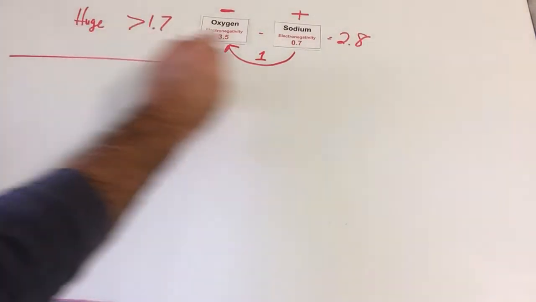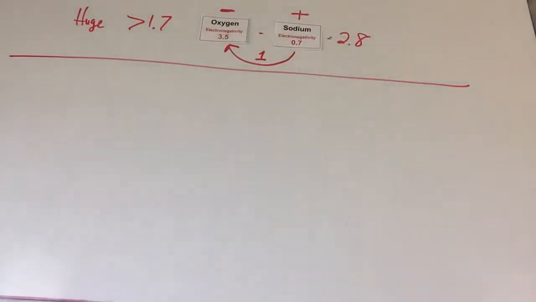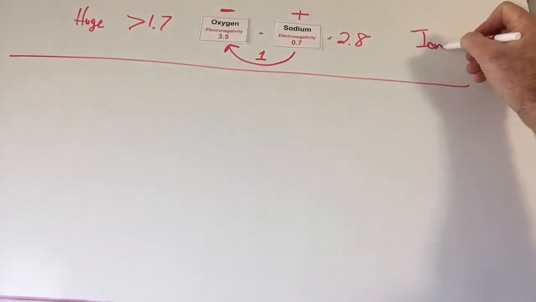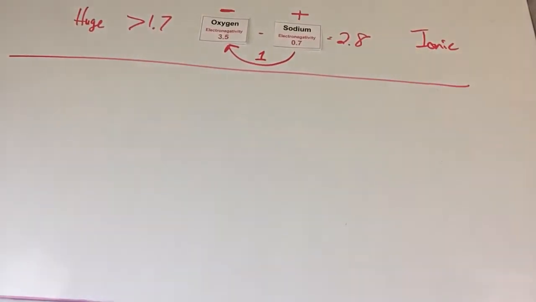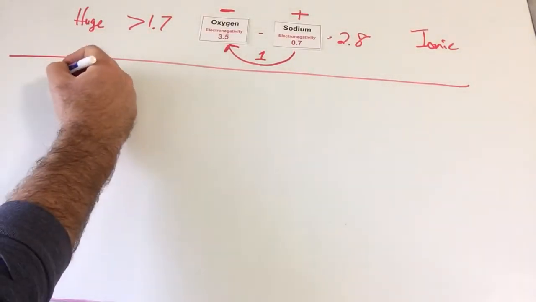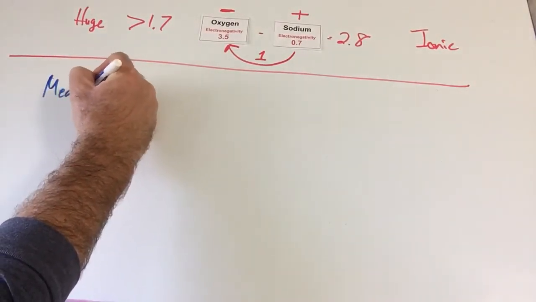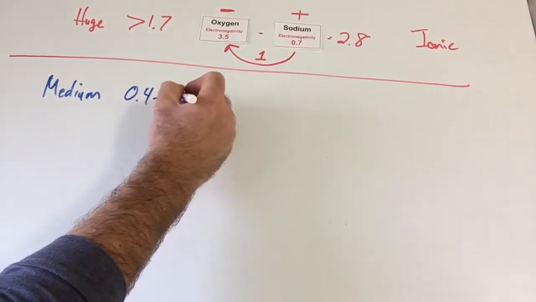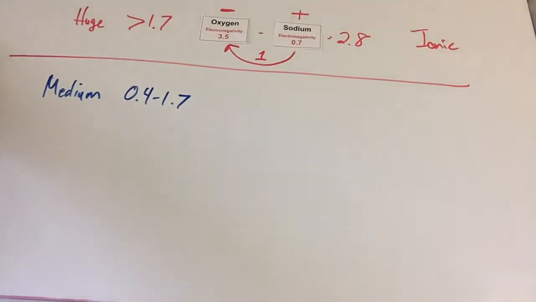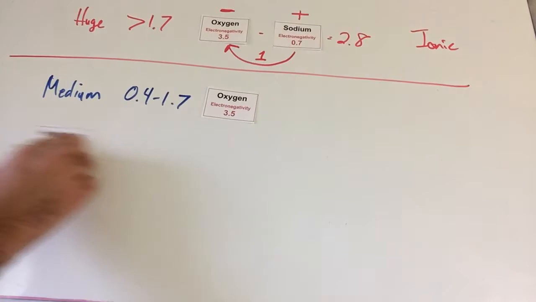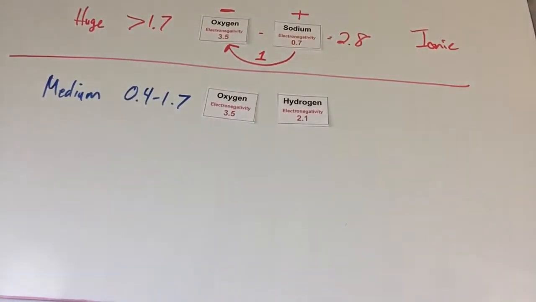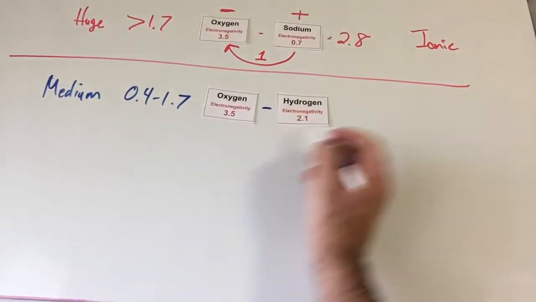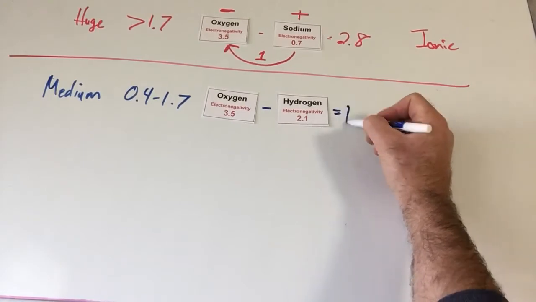And this is what we call an ionic bond. Now, what if there is like the three little bears, a medium difference? Let's say it's between 0.4 and 1.7. And we happen to have an example of that. That would be oxygen and hydrogen. And doing the math, I get 1.4.